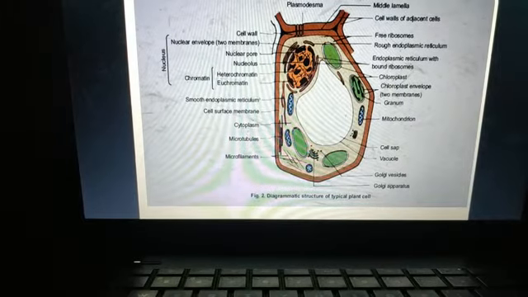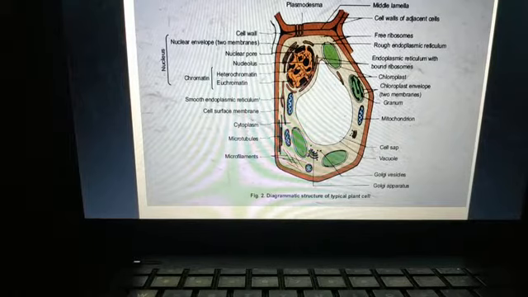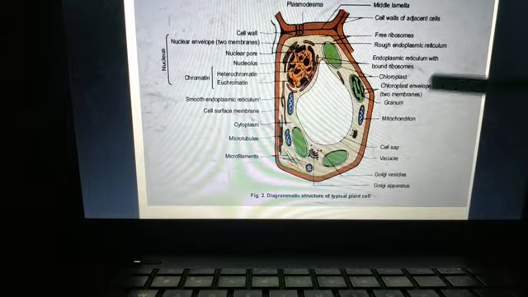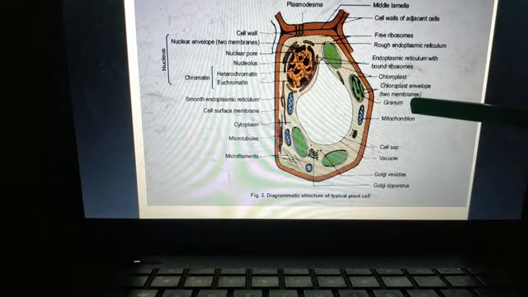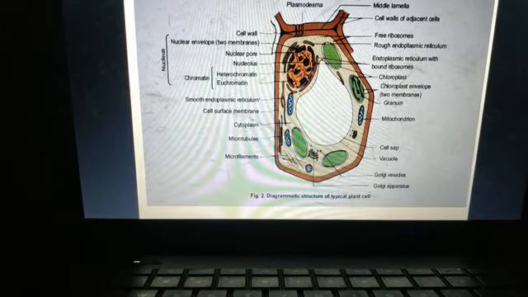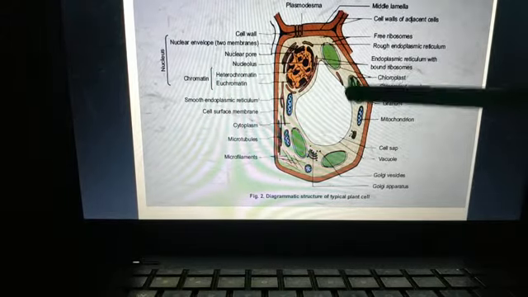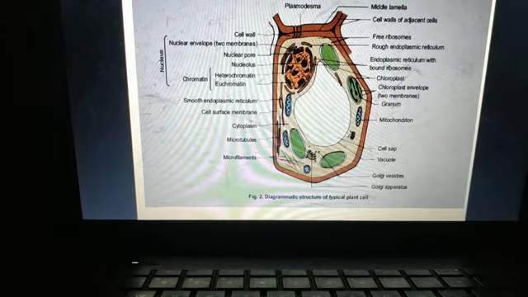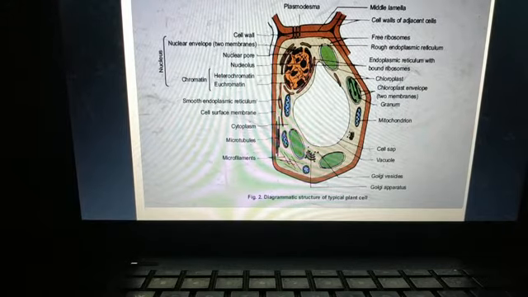And inside this chloroplast, stacks of thylakoids are present, and each stack is known as granum. And inside this thylakoid, the chlorophyll pigment, the green color pigment, is present.